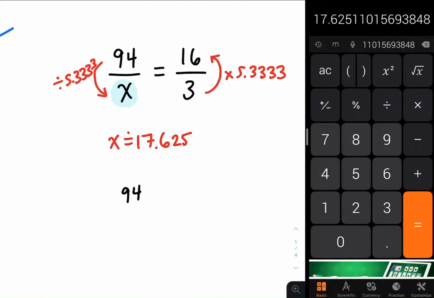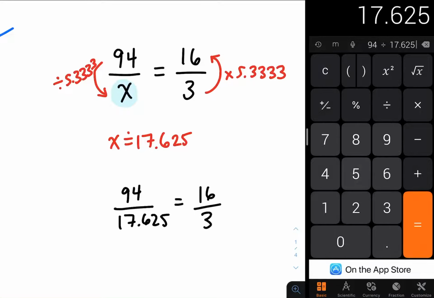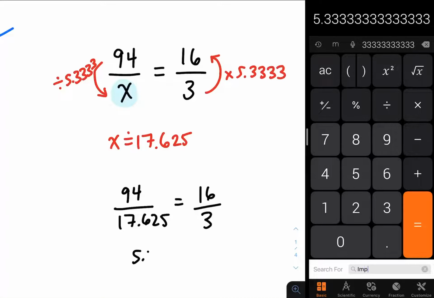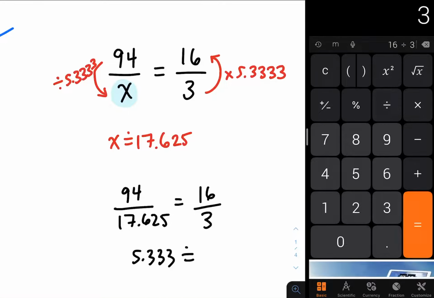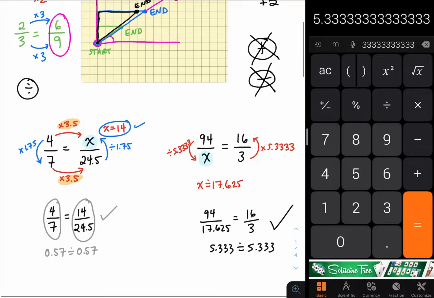Now I'm going to check my answer. So we think the answer is 94 divided by 17.625 is equal to 16 over 3. So I'm just going to check those two values. So 94 divided by 17.625 is 5.33333, and 16 divided by 3 is the same thing. Okay, awesome. So that means that we know we did that right. Okay, so that's how you solve a proportion.